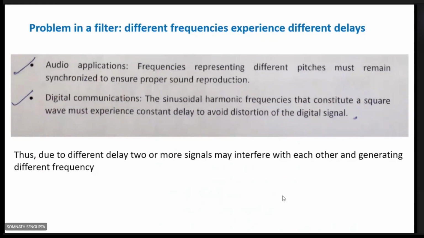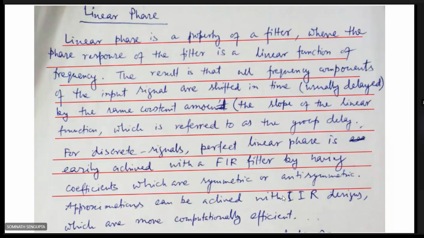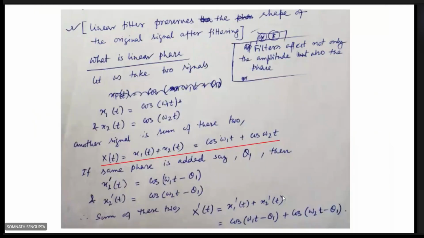Now I don't have much time to discuss all. Here I have just given many concepts. I have tried to clarify many doubts, many concepts in this note. Just go through it, and I'll jump to the FIR system.